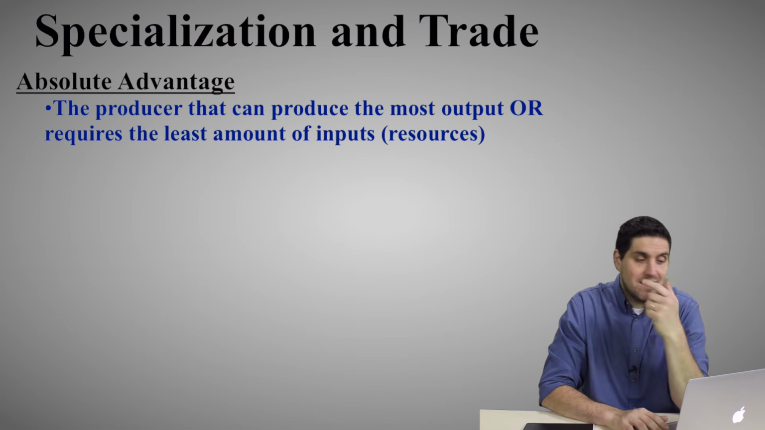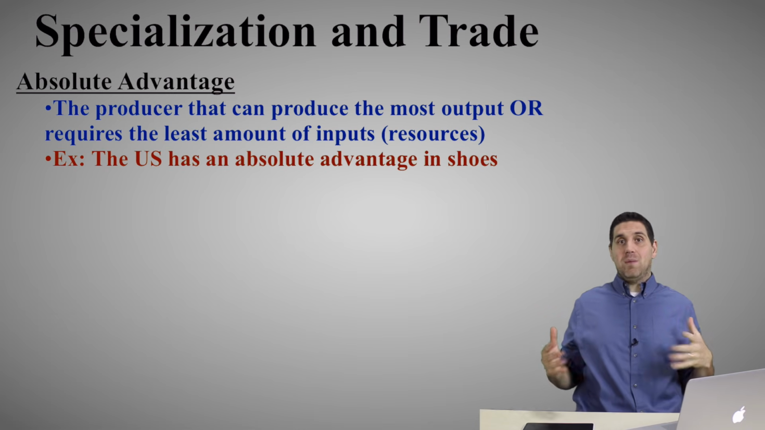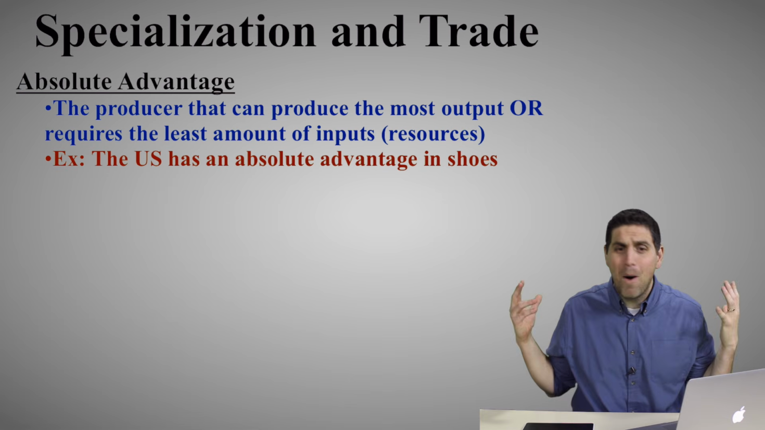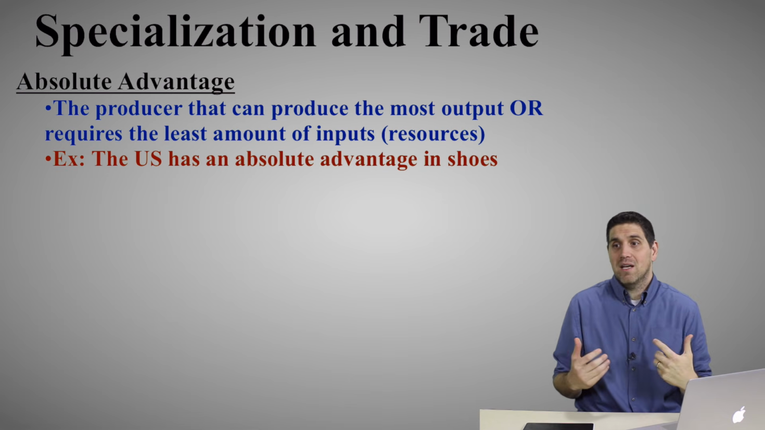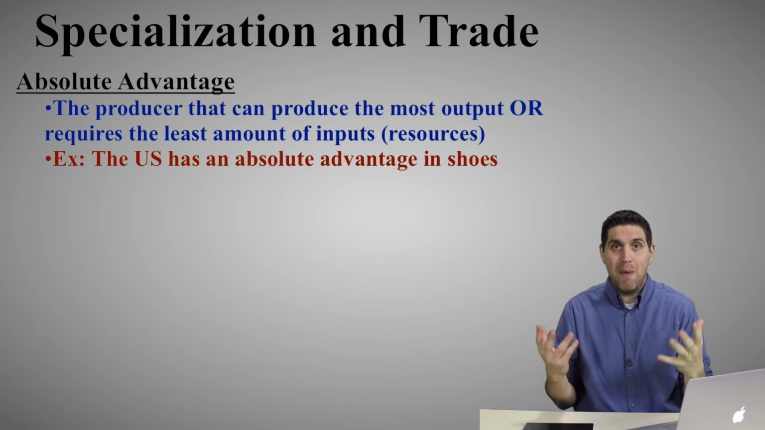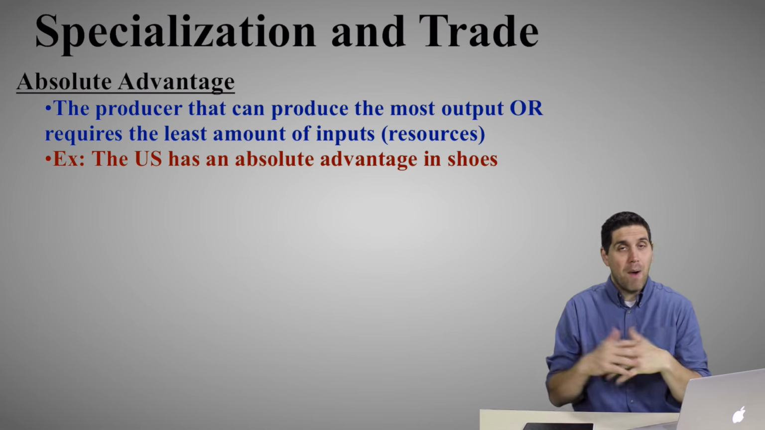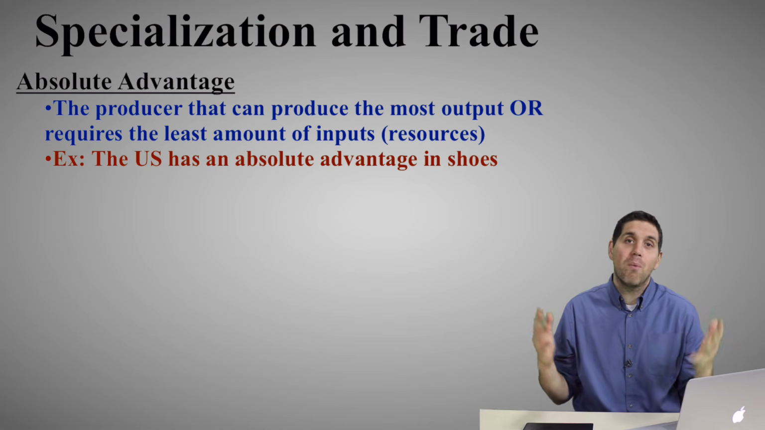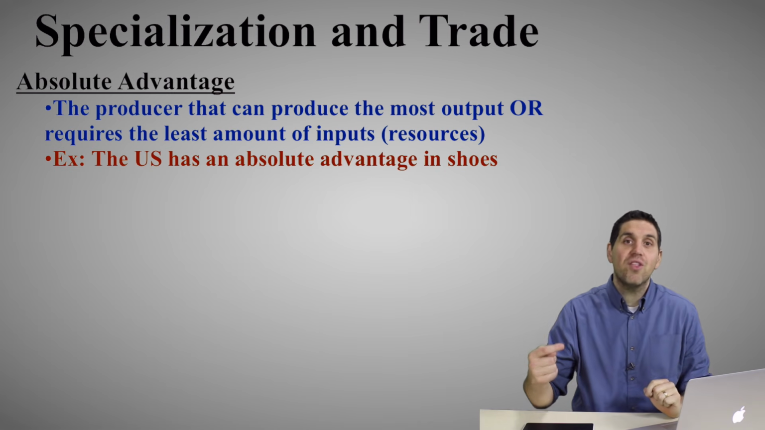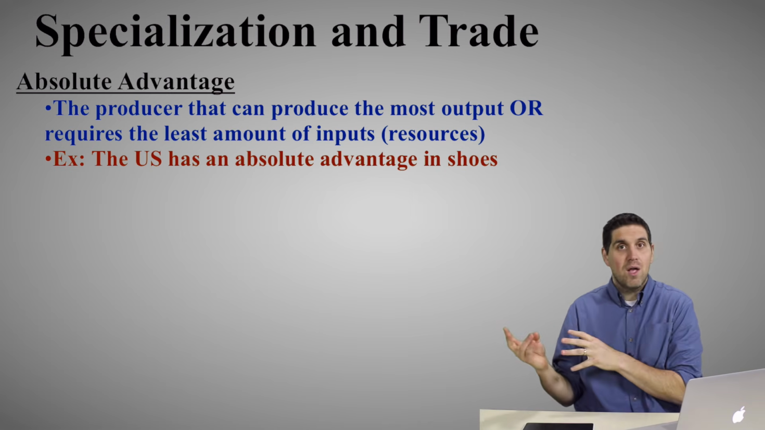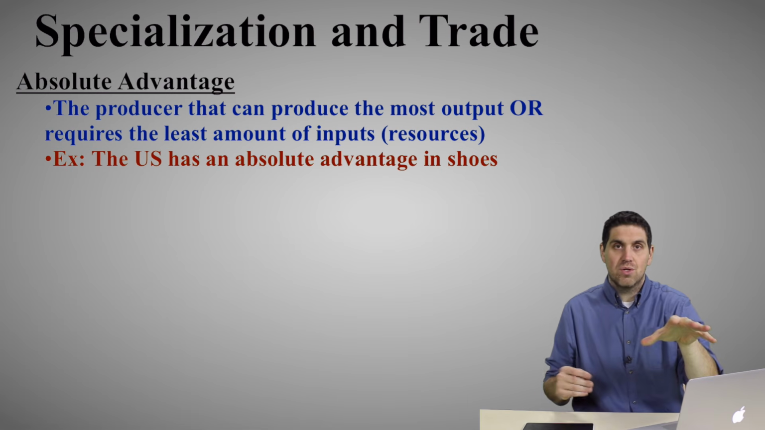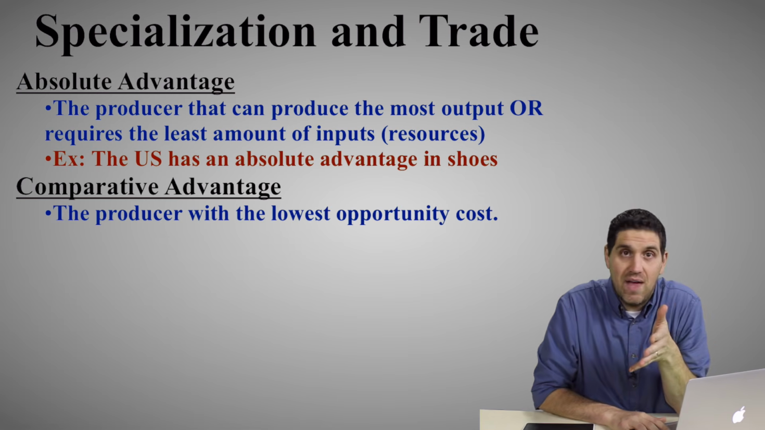Now, the United States probably has an absolute advantage in the production of shoes. I mean, we could probably produce a boatload of shoes if we wanted to, because we're just a very large, powerful, productive country. But we don't produce shoes. We probably could produce the most in the entire world, but we don't. We specialize in other things that we produce instead. We let other countries specialize in shoes.